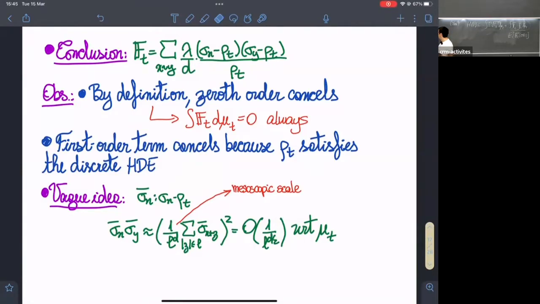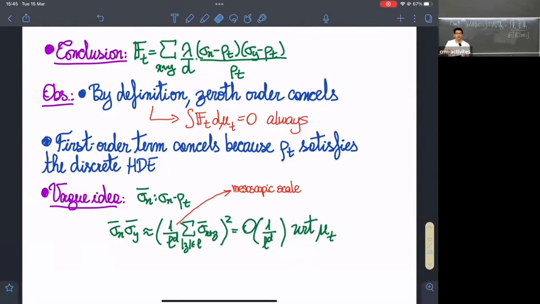Therefore, if you normalize by L to the d over 2, it should converge to something non-trivial. So you're normalizing by 1 over L to the d, so you're winning something. How much are you winning? L to the d over 2. But actually, you're winning L to the d, right? Because it's a square. So this L to the d over 2 gets squared.